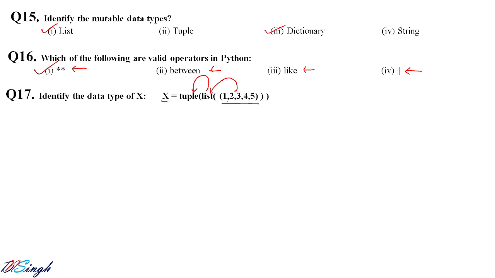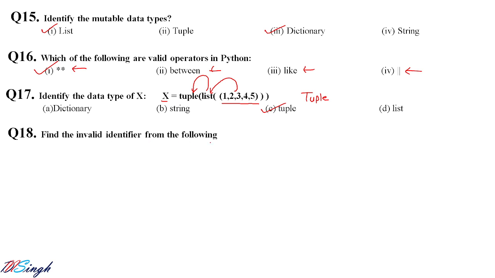Then X should be tuple type. Okay, so what should be the type of X? That will be tuple. The answer will be what? Tuple. Find the invalid identifier from the following. So here you have your name is valid, no issue, no keyword, no special symbol, not starting with digit, not containing any space. Underscore false is also allowed, but it is invalid because it is starting with digit.